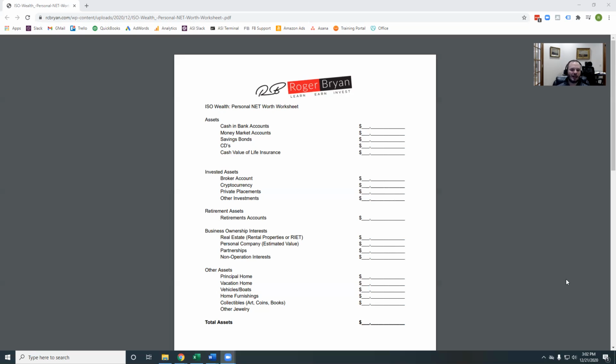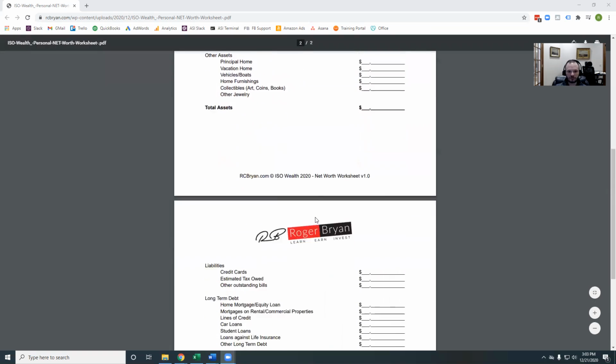I always like to put, let's say that you have silver bars, gold bars, that are actual physical hold items. You put those under collectibles, or any other jewelry. Like maybe you have an engagement ring or a valuable bracelet or something that you can put on here. Get all of this listed. And again, if you have something that doesn't fit into a category, just get it down so we can get our total asset number.